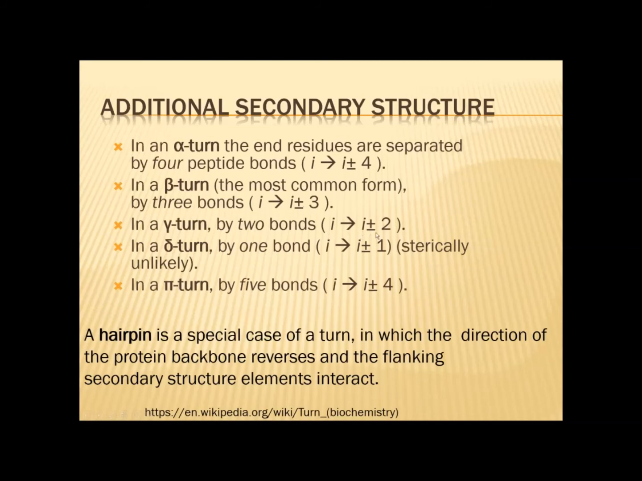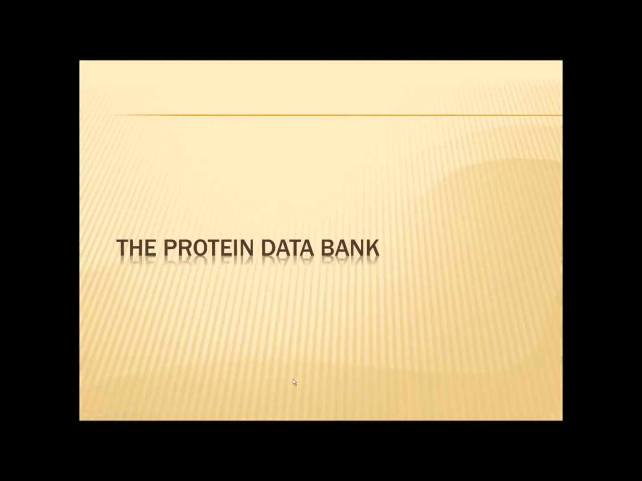We have a gamma turn here. Sterically unlikely, because to have a tight turn will cause all kinds of steric issues. There's a pi turn where they're separated by 5 bonds. And there is a hairpin, which is a special case of a turn in which the direction of the protein backbone reverses and attaches to secondary structure elements.